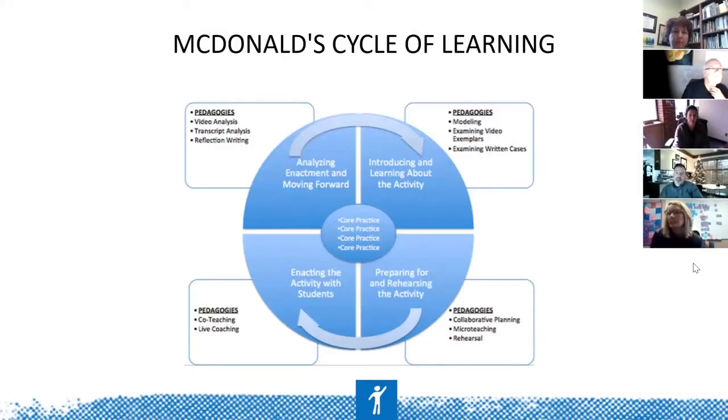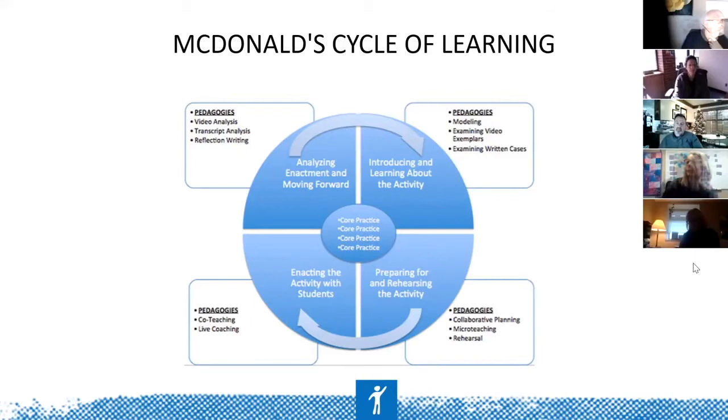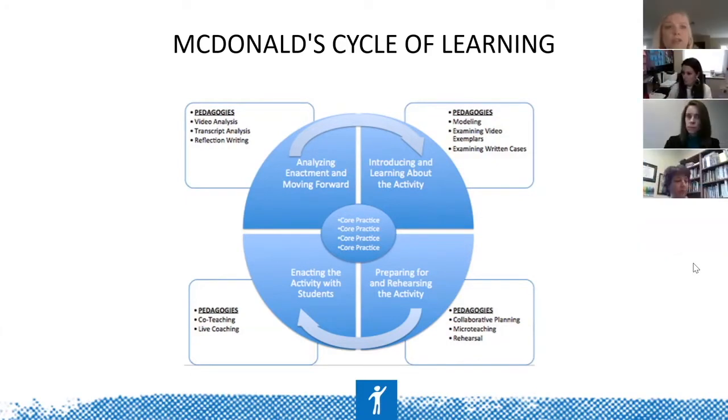We're using the McDonald cycle of learning to review our practice opportunities, and each of those activities falls into one of these four quadrants. From there, we want to expand on the prerequisite knowledge that teacher candidates would need for that opportunity, and then how we would extend that opportunity into other quadrants. We're hoping to use a cycle of learning as we look at the other HLPs, the high leverage practices, not just explicit instruction, but other ones as we go.